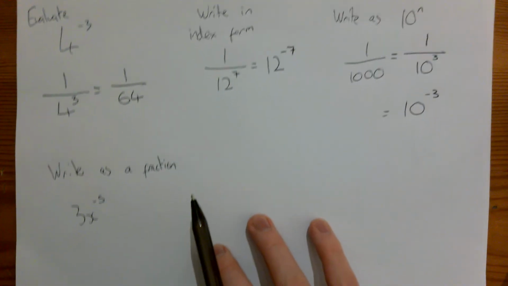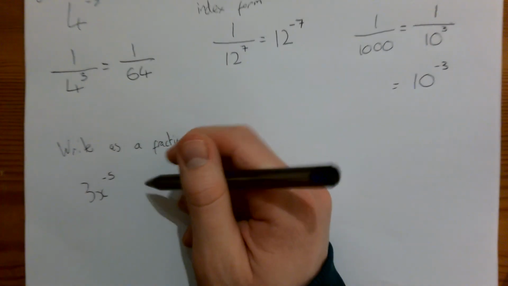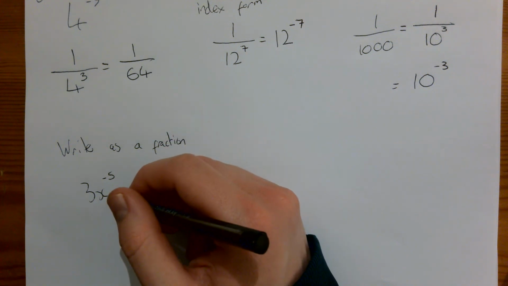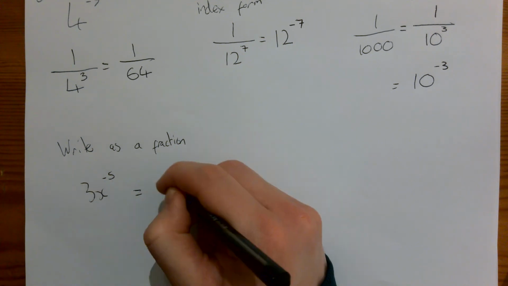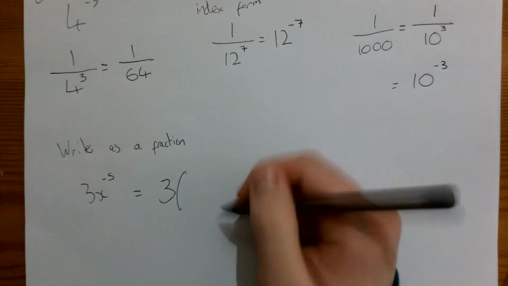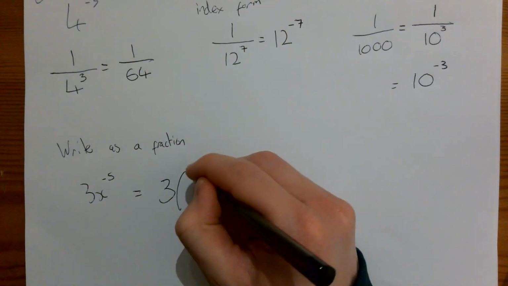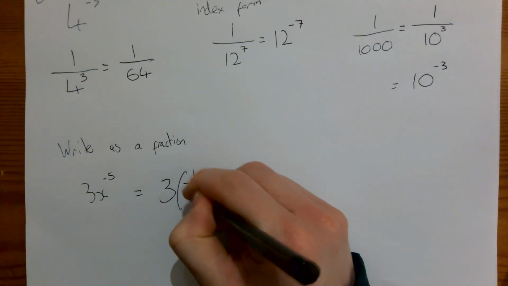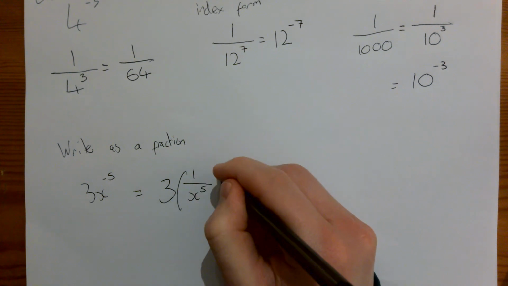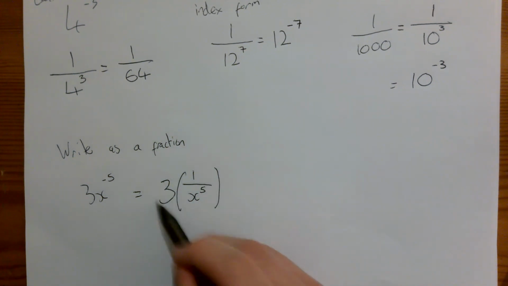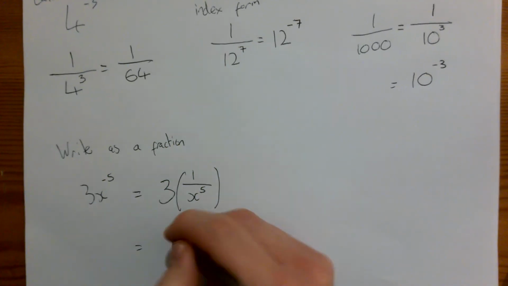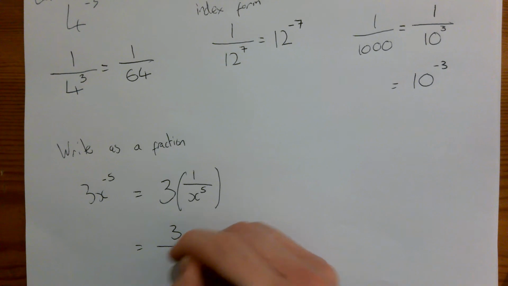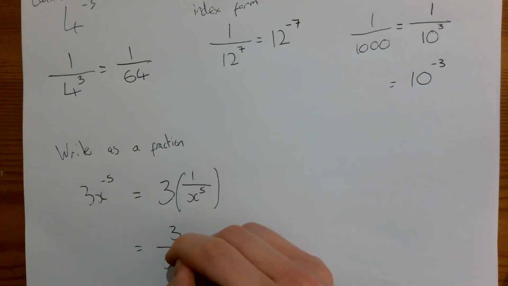And then the last one, this really is an extension one, but again, a lot of you, if you work hard, will get onto this. Write as a fraction 3x to the power minus 5. Well, that 3 is really weird. That's really confusing me, so I'm going to put it to one side. Now, I know that x to the power minus 5 is the same as 1 over x to the power 5 from my rule. So if I've got 3 lots of that 1 over x to the power 5, then that's just going to be the same as having 3 over x to the power 5.